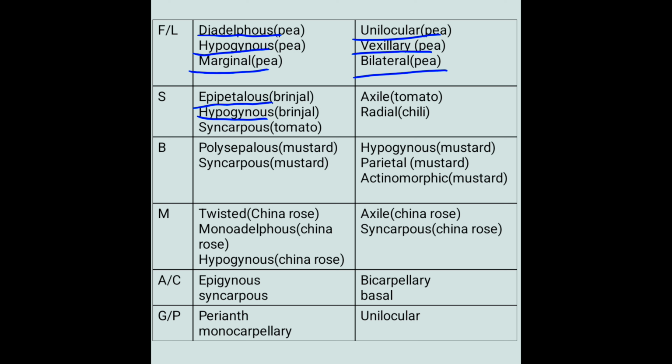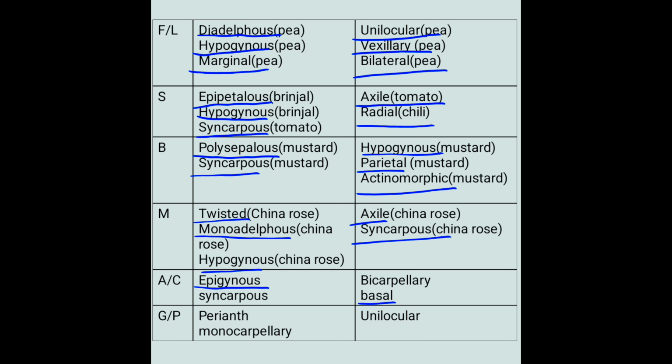Epipetalous, which means the androecium is fused with the petal. Next is hypogynous, meaning superior ovary. We have seen tomato in syncarpous, axile placentation, radial symmetry. Mustard in polypetalous, syncarpous, hypogynous, parietal, and actinomorphic. We have seen China rose in twisted, monoadelphous condition, hypogynous, axile placentation, and syncarpous. Marigold in basal placentation, and we have seen ray florets of sunflower in epigynous, meaning inferior ovary.